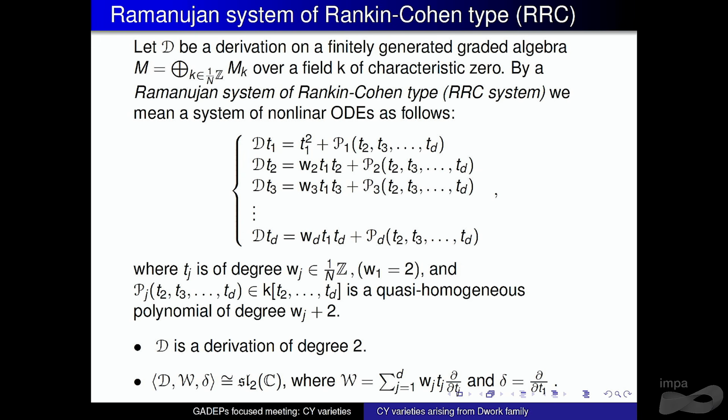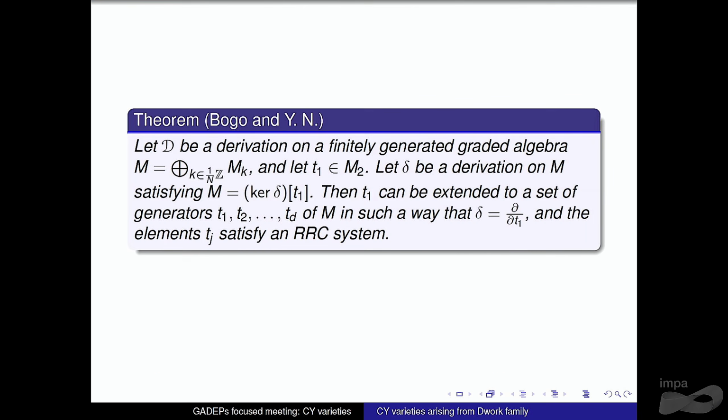But the question here is the converse of this one. If we have a graded algebra with a derivation such that the derivation, with the weight operation and with another derivation, gives a copy of SL2C, can we find a system of generators that can be written in this way? And the response is yes, we can do that. And it is a theorem that I proved with Bogo.